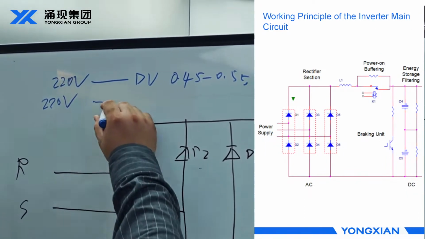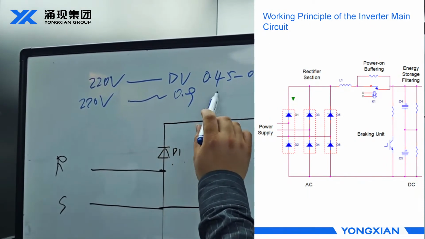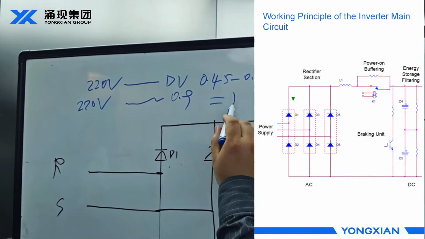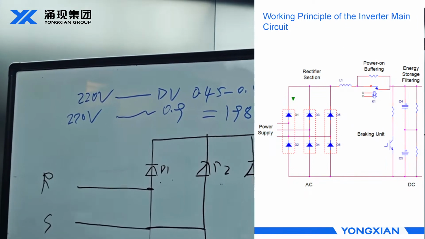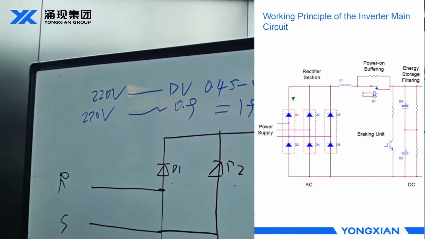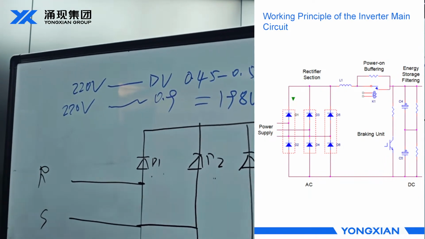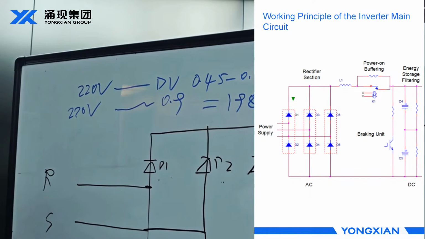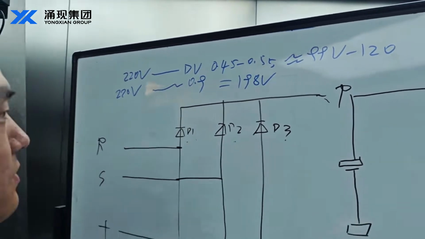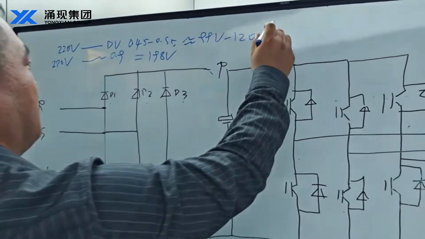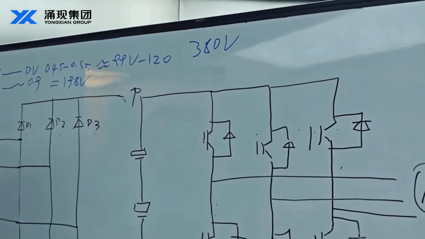The voltage after rectification is around 0.9 of the input voltage, which is around 198 volts.